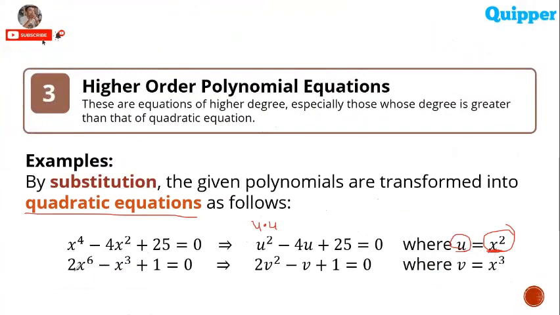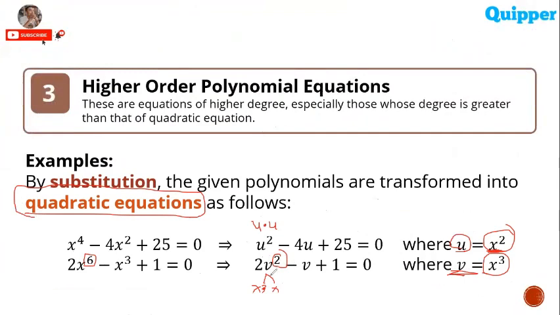For the second one, it's 2x to the sixth power minus x cubed plus 1 equals 0. And here, we're going to use x cubed instead of x squared because again, we're trying to transform this into a quadratic equation, which means we're going to have a degree of 2. Considering that this is 6, let us divide this by 2. That is 3, right? So we are considering x cubed as the value of v. Okay? 2v squared minus v plus 1 equals 0.